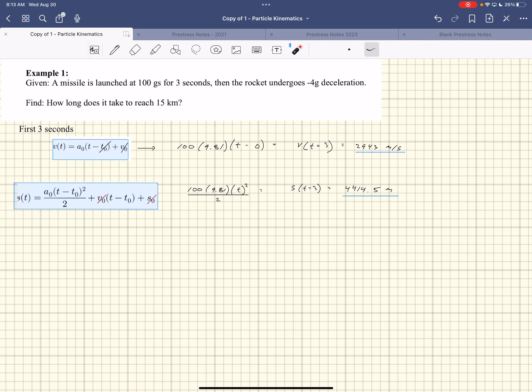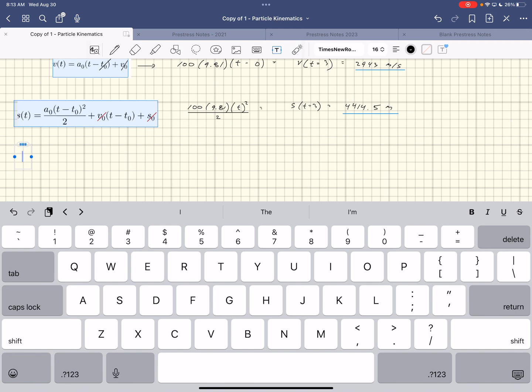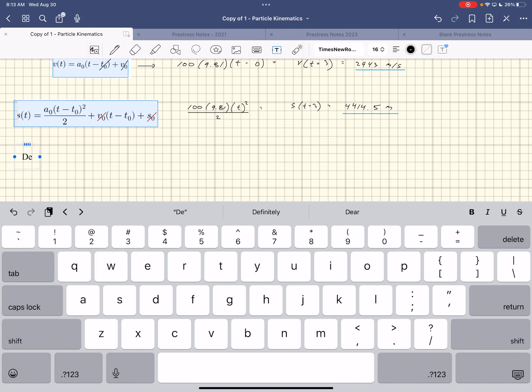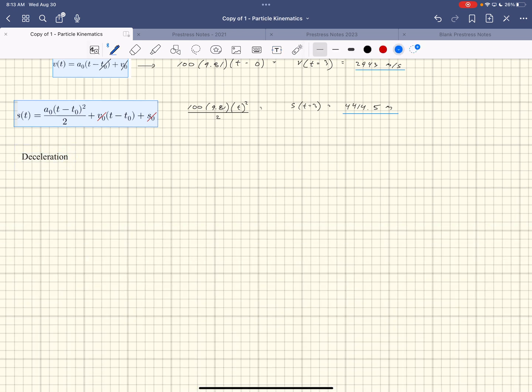So this is its velocity after 3 seconds, and that is its position after 3 seconds. Those become the initial ones in the next equation, which we'll jump to next. So that's just the first 3 seconds. So let's switch over to the deceleration. This also is going to be constant acceleration. I'm going to copy those guys again.